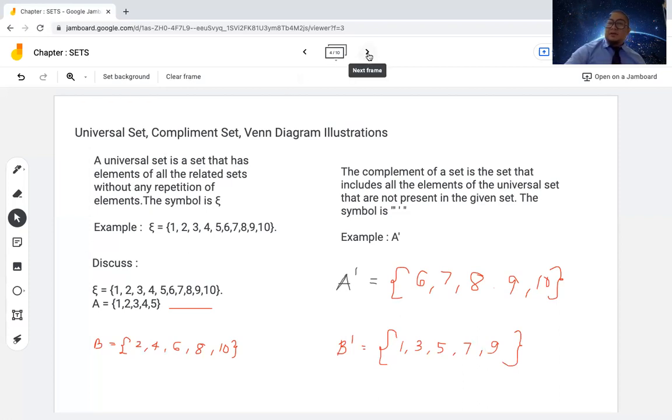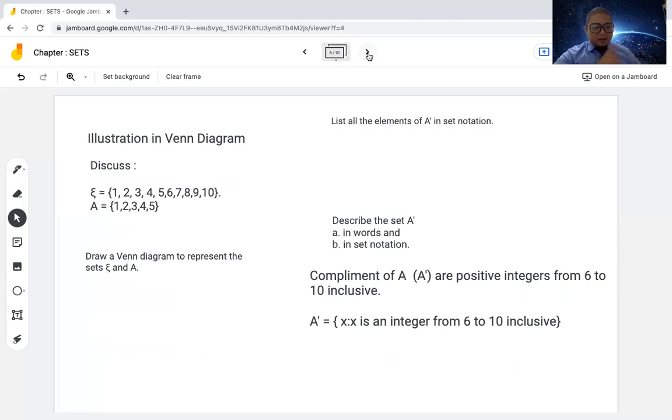Okay, moving on to the next part: illustration in the Venn diagram. Suppose that we are asked to illustrate the universal set and set A that we just had in a Venn diagram.